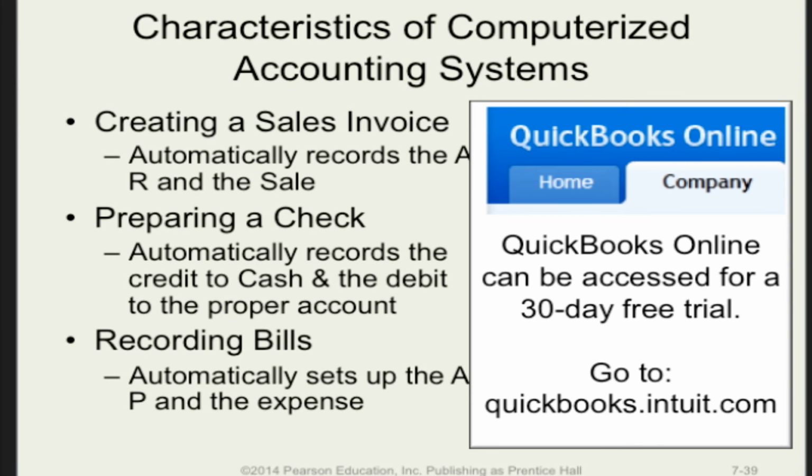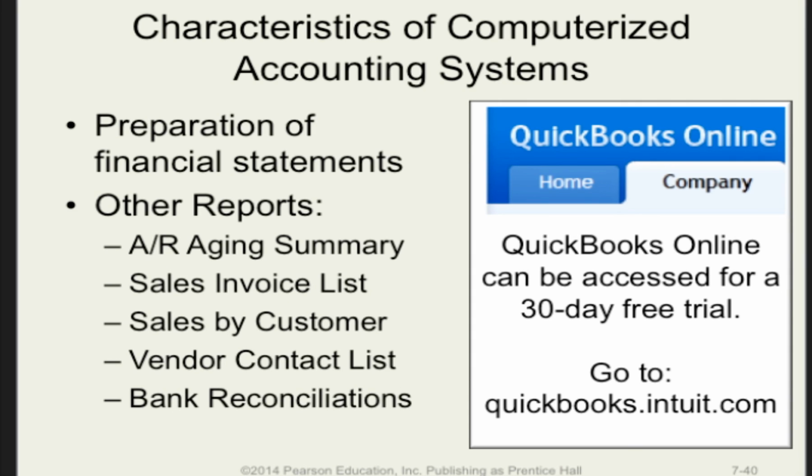Here are just a few of the characteristics of computerized accounting systems. They can create sales invoices, prepare a check, record bills, prepare financial statements, and various other reports as you see here, such as the accounts receivable aging summary, sales invoice list, sales by customer, vendor contacts, and bank reconciliations.